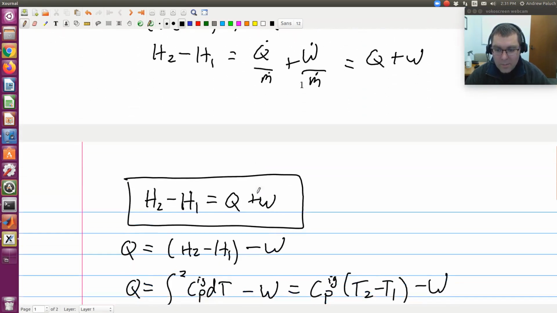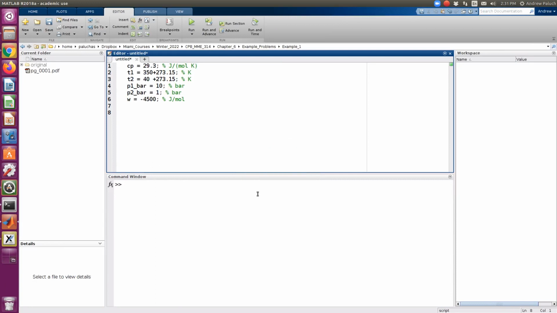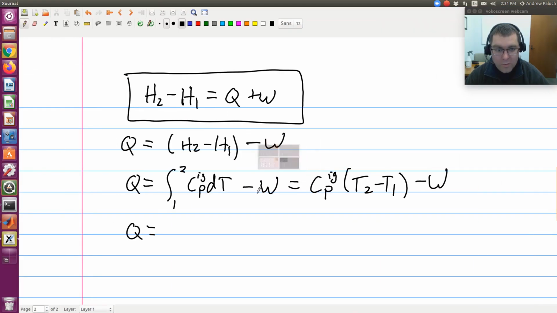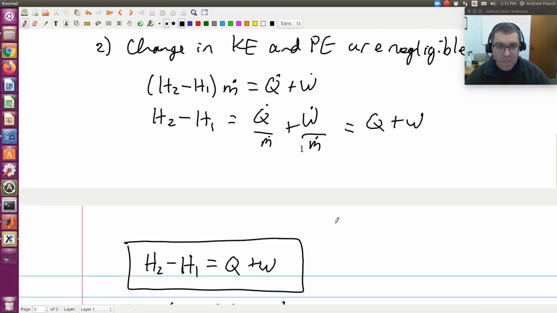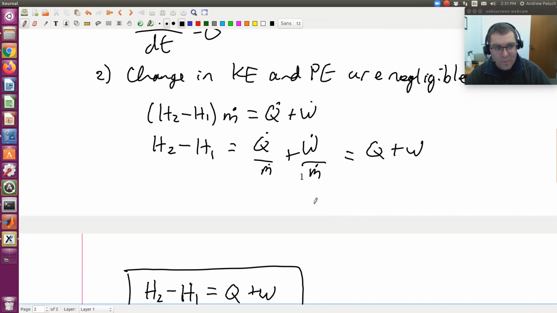All right, so now to compute Q. So Q was equal to Cp times T2 minus T1 minus W. Okay, and so Q will have units of joules per mole, since Cp is in joules per mole and W is in joules per mole. Okay, and I was talking in terms of per mass up here, but it doesn't matter. Per mole is perfectly fine.